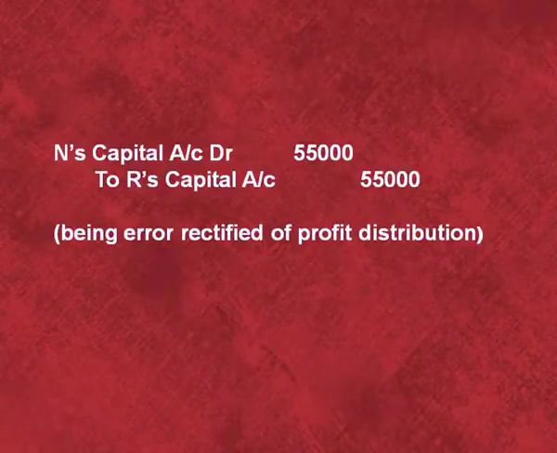Now we have to pass an adjustment entry. It is written N's capital account debit to R's capital account with 55,000. That means we are taking back 55,000 from N and we are giving 55,000 to R.